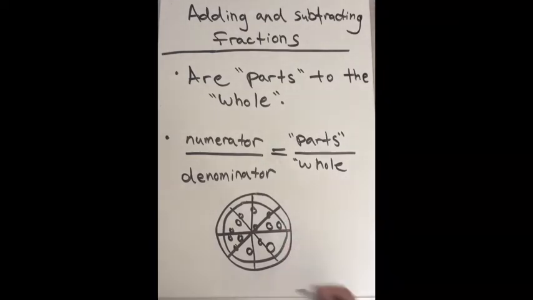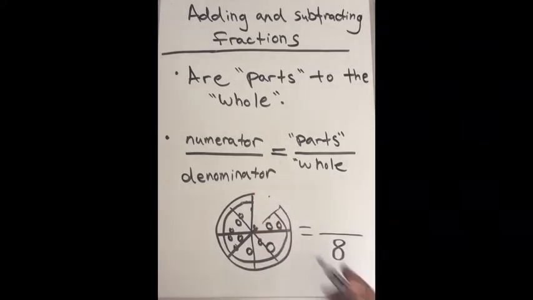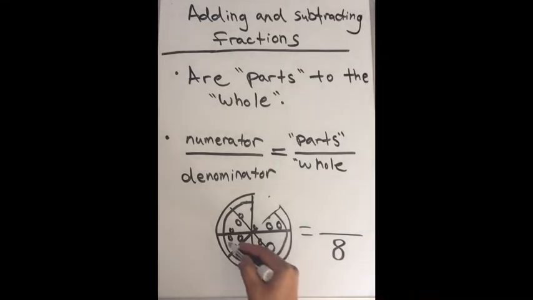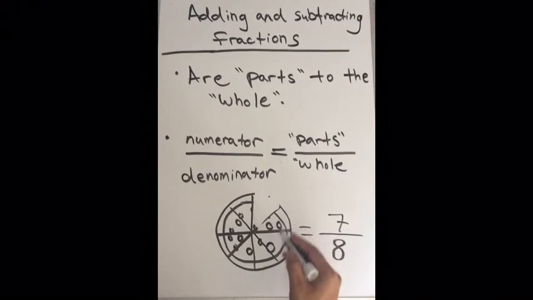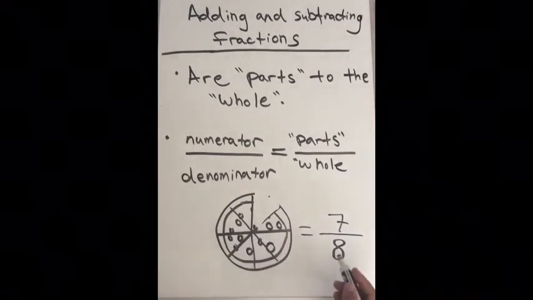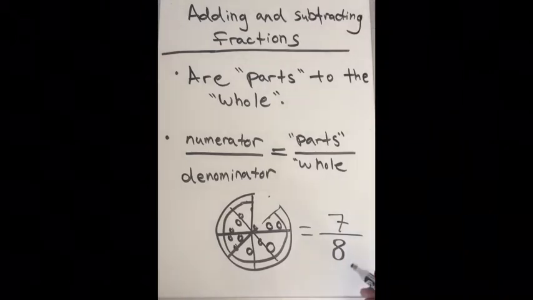In the case of this pizza, we can see here that there are 1, 2, 3, 4, 5, 6, 7, 8 pieces. That represents the whole amount. If you wanted to say, have a slice of pizza, you take one away, and you're left with 1, 2, 3, 4, 5, 6, 7. 7 pieces of pizza out of the entire 8 that were there in the beginning. Parts to the whole.